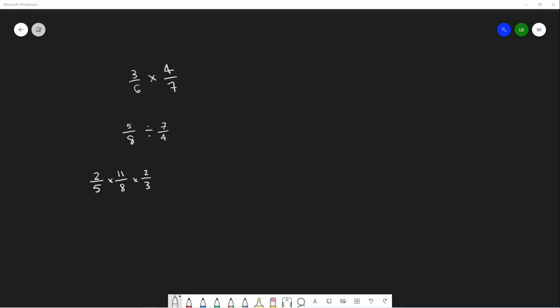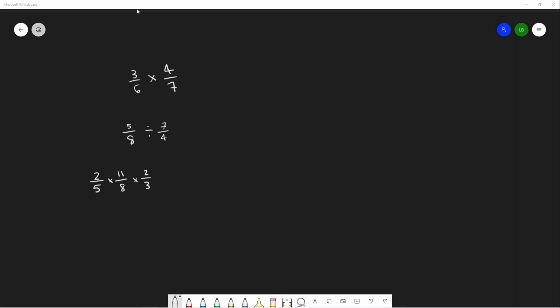Today I want to go over how to multiply and divide fractions. Luckily this is easier than adding and subtracting fractions, which we will have a video on. But for now, we'll go through how to multiply and divide fractions. We have three examples here, two of them multiplication, one division. We'll go through each one to show how you actually multiply and divide fractions.